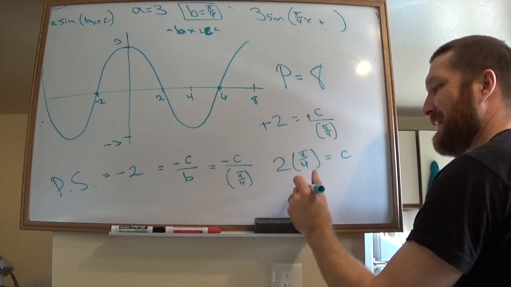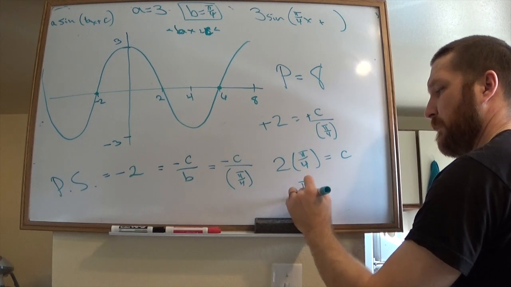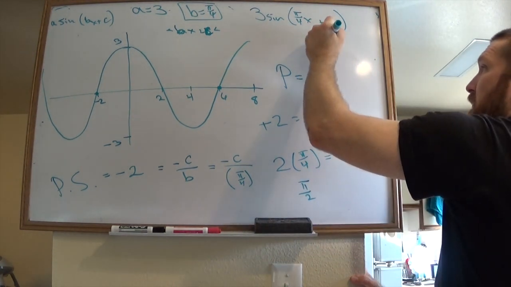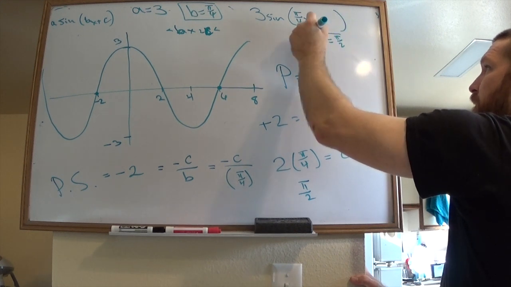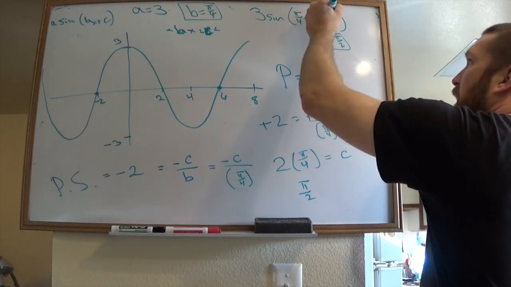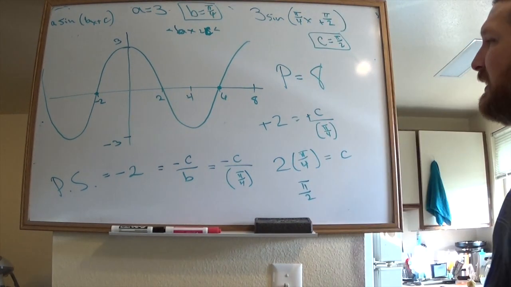So that c would have to be pi over 2. And then we'd be done. We could say c is equal to pi over 2, and it would indeed be a plus pi over 2. Now let's just check that, right?